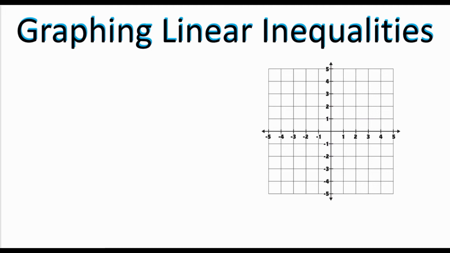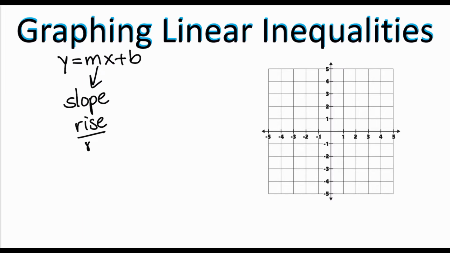Let's talk about graphing linear inequalities. As you know, y equals mx plus b is the equation of a line. This is an equation of a line because you see an equal sign. M, which is the number that's next to the x when the y is by itself, is your slope. Your slope is your rise over run. And b is your y-intercept.